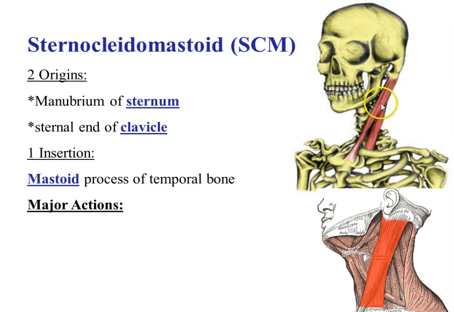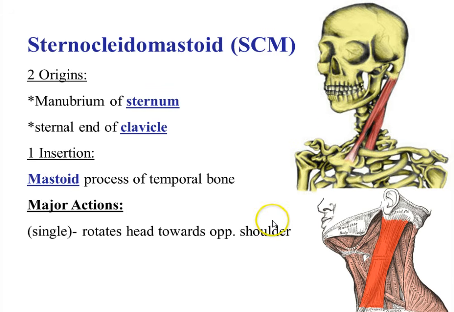So maybe you can start to imagine that the mastoid process can be pulled towards the front if you're using one side, and that's actually going to cause rotation. But if you're paying attention and you understand, it's going to cause rotation to the opposite shoulder. So in other words, what I'm looking at right here is the left sternocleidomastoid. That's going to make this little skeleton dude look to his right. So the left side makes you look right, the right side makes you look left. So we have the action of rotating the head towards the opposite shoulder.